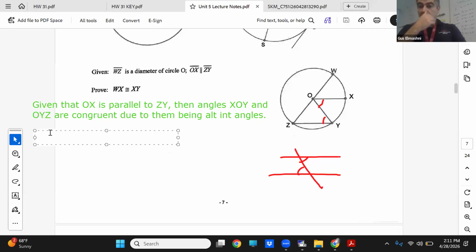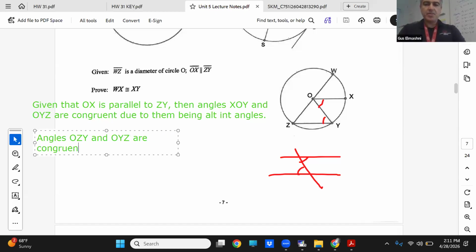Okay. So next up, I also know that angles OZY and OYZ are congruent because they are opposite sides. Because they are opposite, sorry.